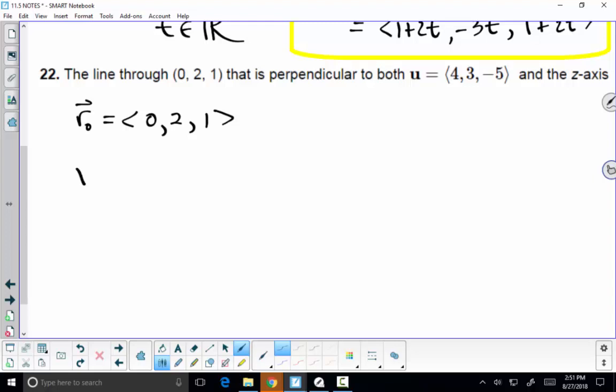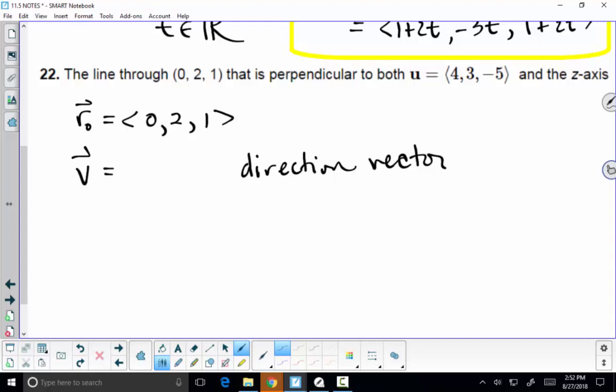The other thing we need is a direction vector. So the direction vector is not given, but we can find it. They tell us that the direction vector is perpendicular to two vectors. So if it's perpendicular to two vectors, what are we going to do? Find the cross product. If we find the cross product of those two, we will create a vector v that can act as our direction vector. There's an infinite number of them.